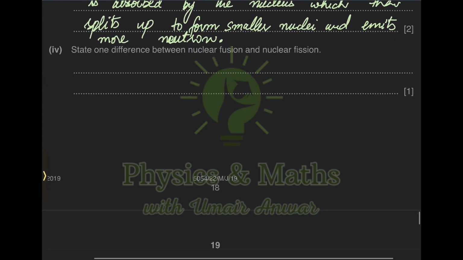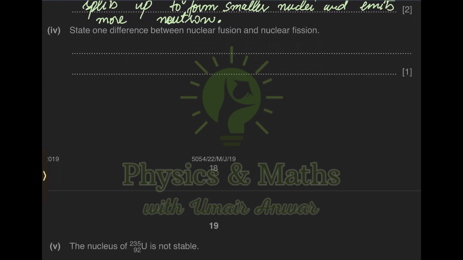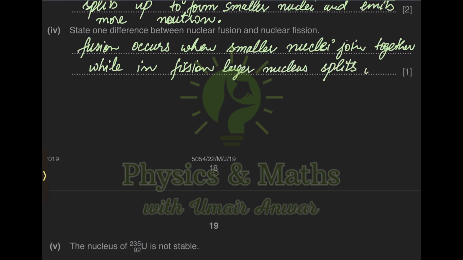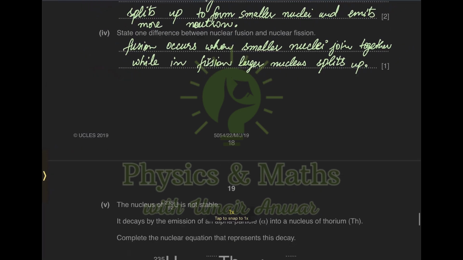State one difference between nuclear fusion and nuclear fission. So fusion occurs when smaller nuclei join together, while in fission a larger nucleus splits up. This is one main difference between the two processes.